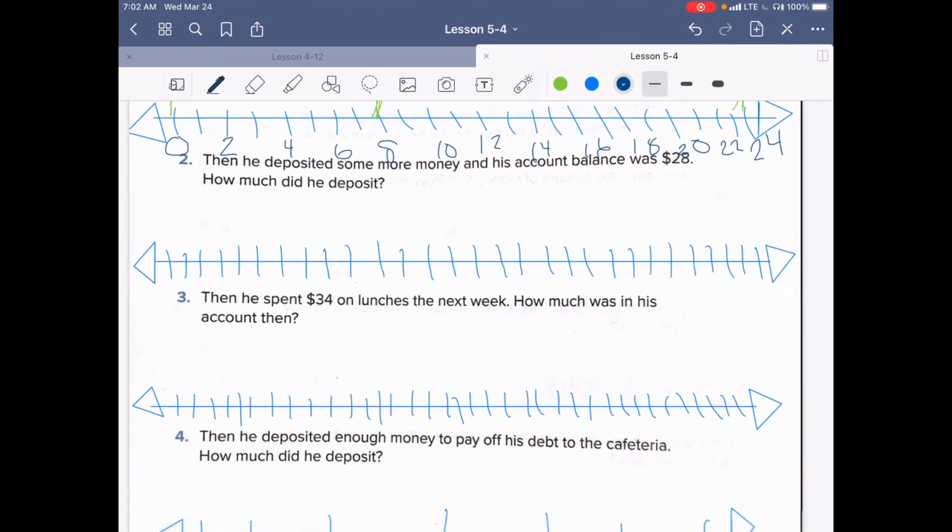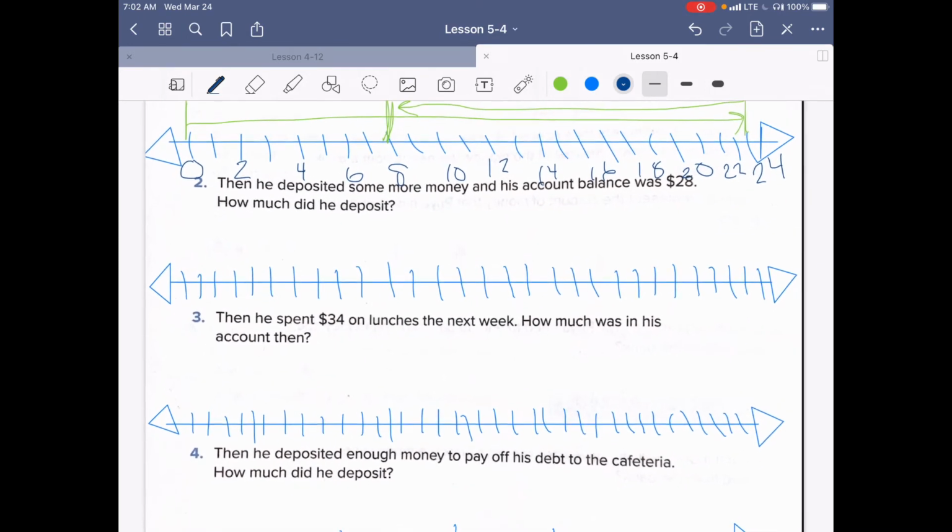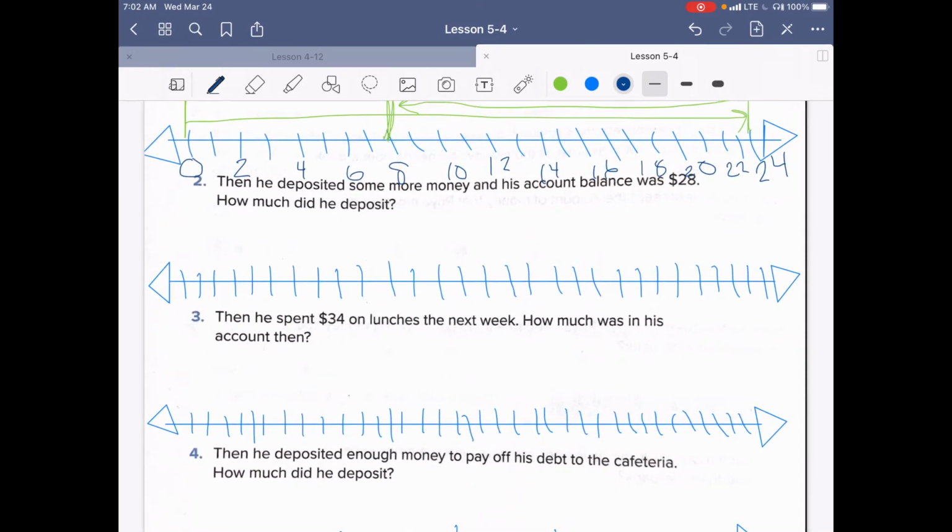All right, let's move on to number 2. So our new balance is $8. Then he deposited some more money and his account balance was $28. So here I have 29 lines on my number line. I'll write that over here for you, 29 lines. And I'm going to go ahead and number my number line. So starting at 0, and again, I'm going to skip count by 2s all the way up to the top.